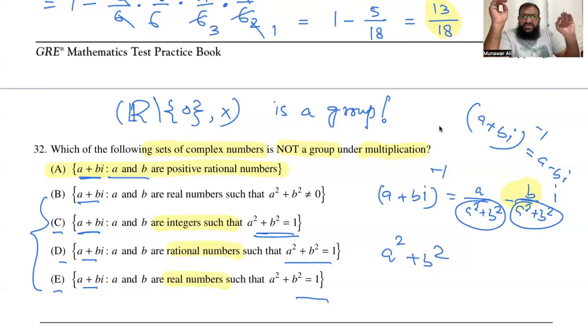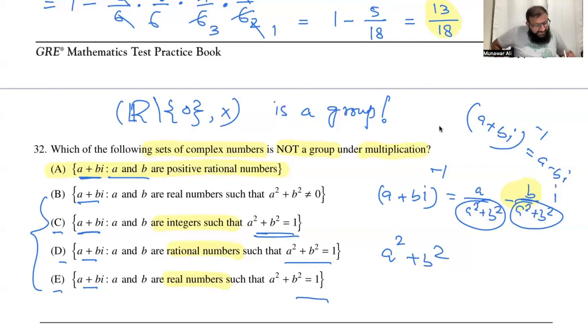So I told you already that when you are supposed to check which one is not a group, you could start from the first property, then the second, then the third, and then come to the fourth. So it takes a lot of time. So you directly start from the fourth and check which of those satisfies the fourth property. The fourth property is satisfied by all of these except the first one.